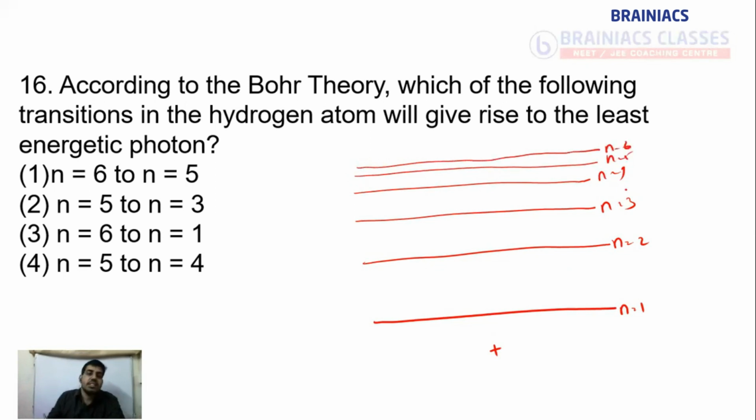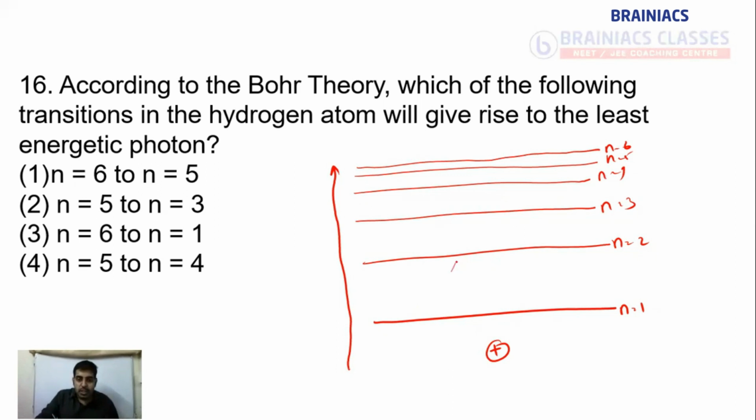N is equal to 6. Okay. Now you should remember one thing. As distance from the nucleus increases, orbitals will come closer to each other. Here, the distance between orbitals is very large, but here the distance decreases. Here again it decreases, again decreases. So, as the orbit moves away from the nucleus, the distance between the orbitals is getting reduced.